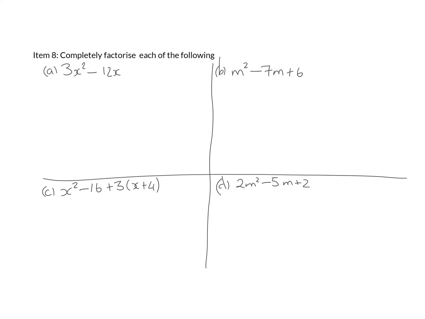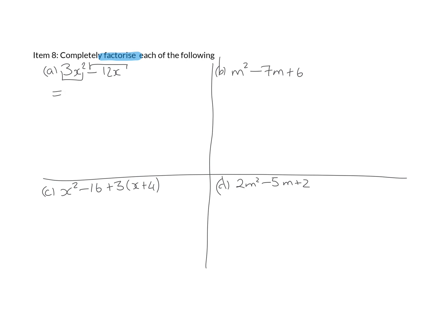The aim of this video is to do item 8, completely factorize each of the following. So the keyword is factorize, which means my final answer must be one term, so it's brackets being multiplied together. So look at A, 3x squared minus 12x. They share in each term, so this is term 1, there's term 2. Each term has a 3 as well as x.